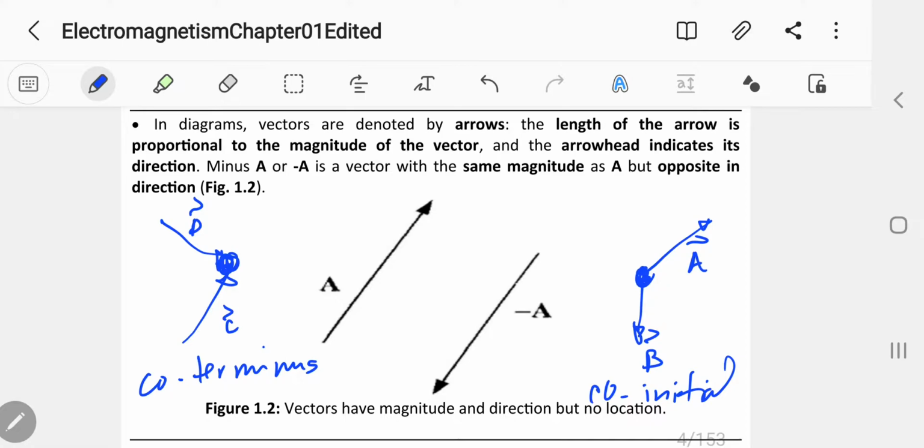If the vectors are in the same plane, like in a surface tension, you have so many forces in a surface tension, and sometimes the forces are randomly directed, like a flat bubble in a surface tension. There are so many forces in that surface. Those forces are called coplanar. They're in the same plane.